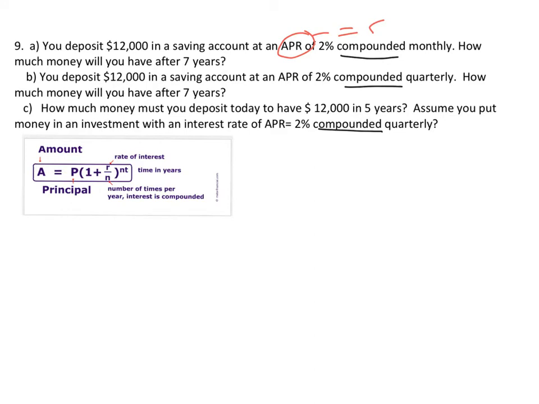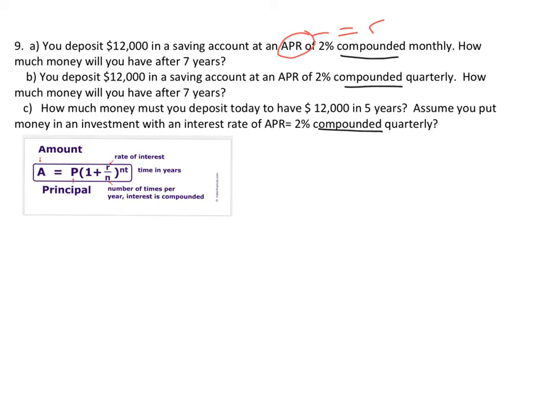You deposit $12,000 in a savings account at an APR of 2% compounded quarterly. So everything is the same except for quarterly. How much will you have after 7 years? Before we do anything, if we just want to estimate our answer, it should come out pretty similar to the answer in A, which was just around 13,800.